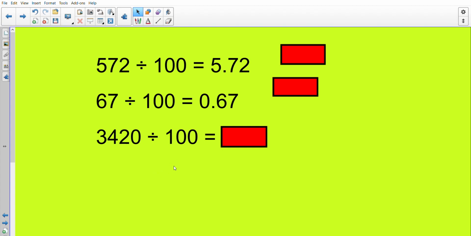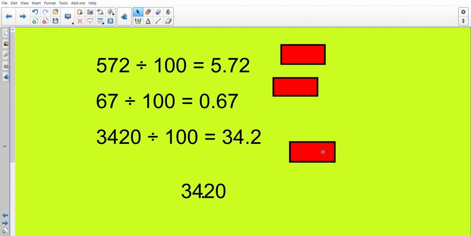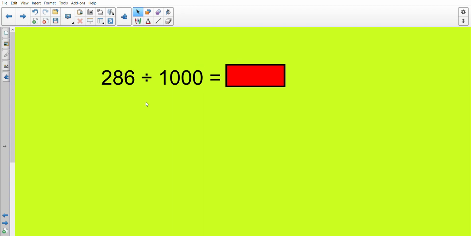Let's just do this one together, shall we? Because this one could cause some confusion. So I'll put the decimal point there. So we're moving 2 places to the right. So 1 place, 2 places. And we've got 34.20, but that 0 there doesn't add any meaning to our number, so we can just leave it off. If you put it in, it's not strictly wrong, but it's just not necessary. So it's 34.2.